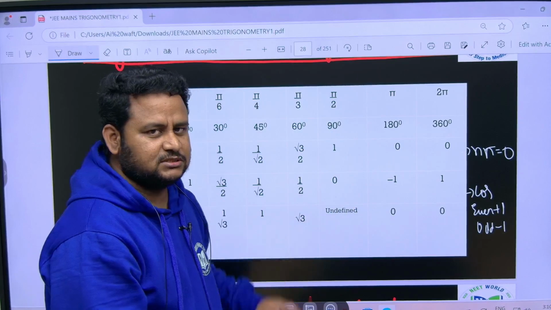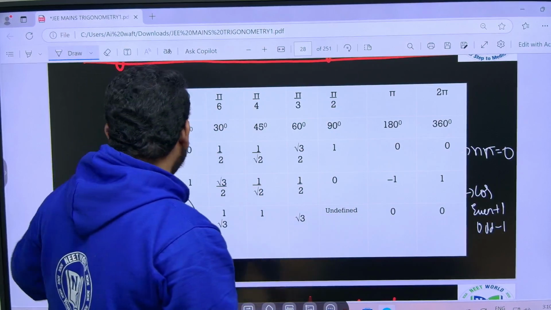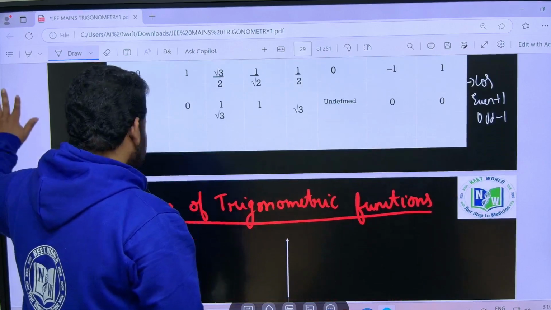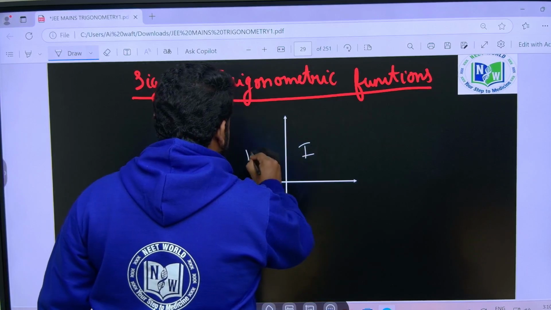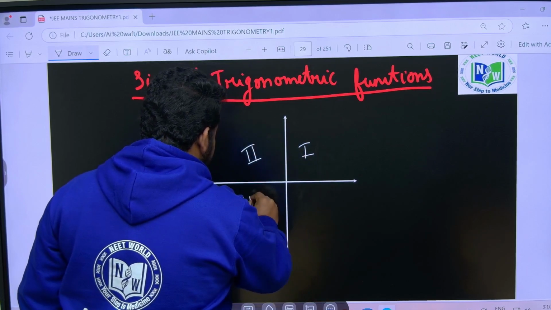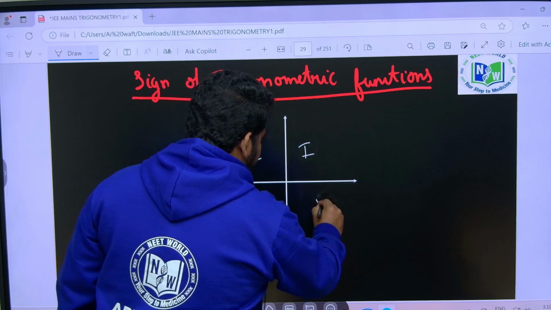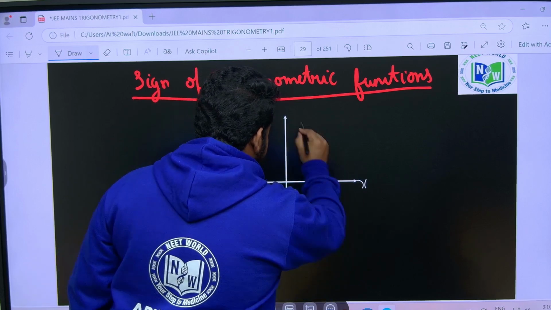Okay, for cos, even is positive, odd is negative. Sign of trigonometric functions: suppose this is the first quadrant, this is the second quadrant, this is the third quadrant, this is the fourth quadrant, this is the x axis, and this is the y axis.